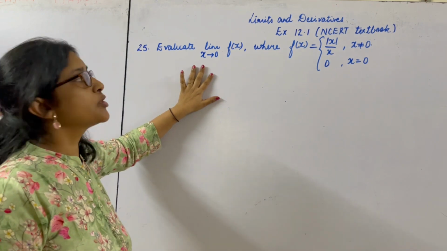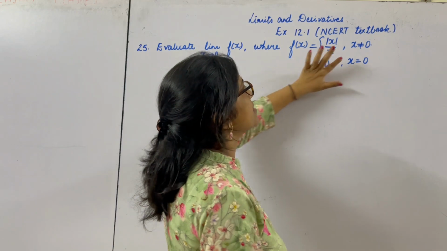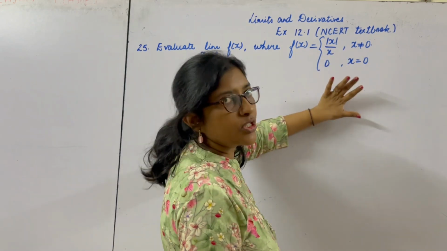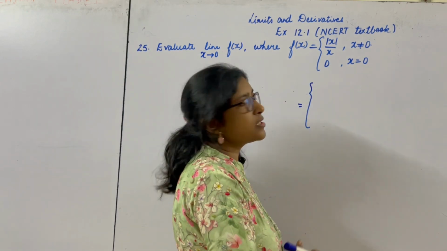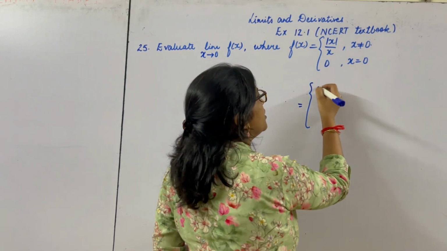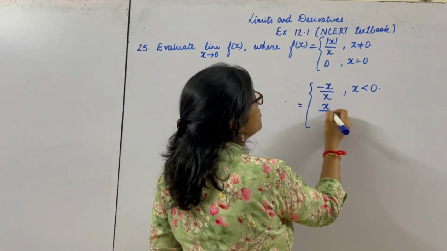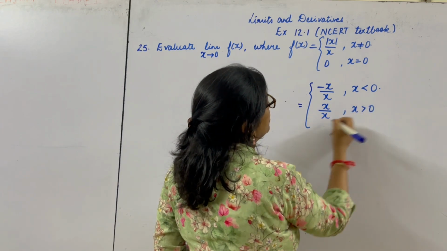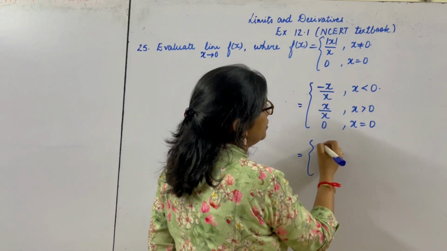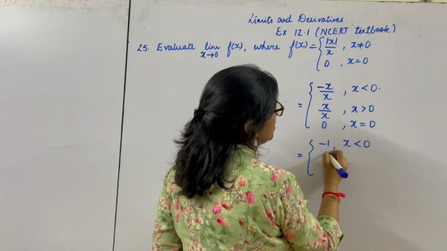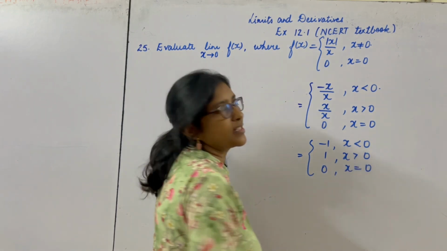Going to question number 25. As you can see, the function is modulus x upon x when x is not equal to 0. Let us first redefine this function. By redefining, we mean that we know when modulus x is positive and negative. We know it is minus x for less than 0 and it is plus x for greater than 0. So we can change the way we are writing the function, and obviously x will get cancelled over here. So for less than 0 it is minus 1, for greater than 0 it is 1, and it is 0 for x equal to 0.